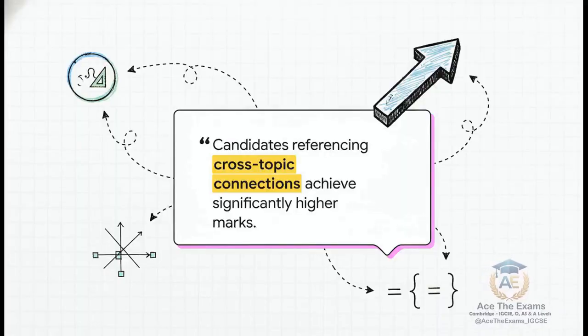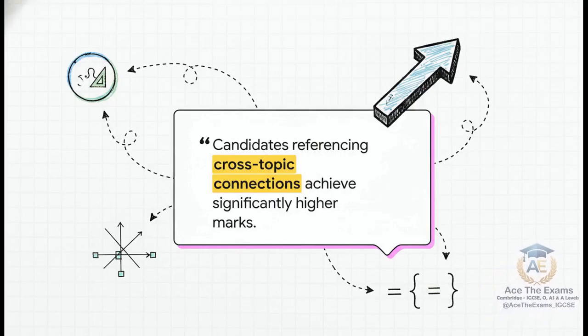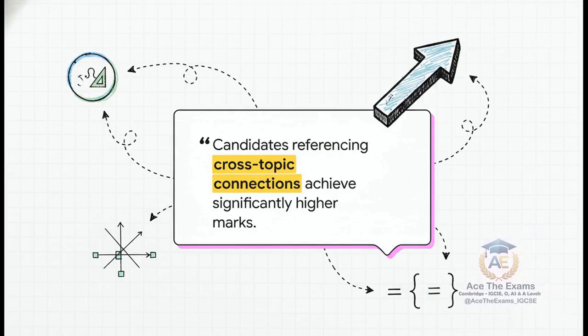I need you to lean in and listen very, very closely to this next transmission. This is a massive insider secret pulled directly from the principal examiner reports. Think of those reports as the black box of Cambridge grading. The quote reads, "Candidates referencing cross-topic connections achieve significantly higher marks."